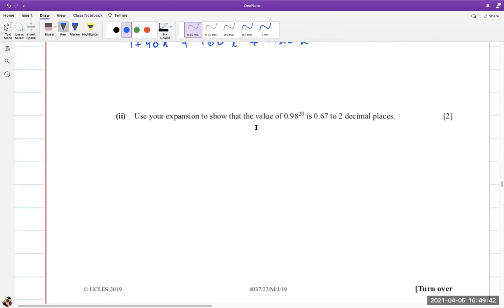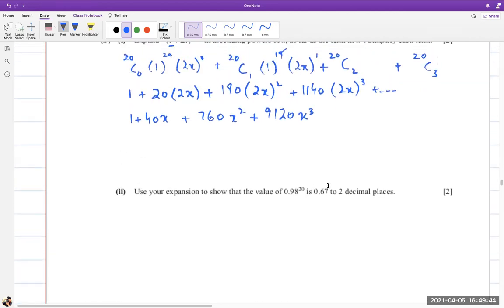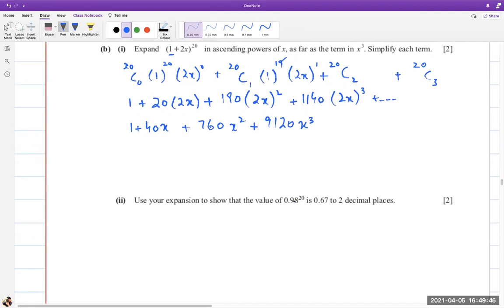Use your expansion to show that the value of 0.98 power 20 is this. Okay, interesting. Where did 0.98 power 20 come from? From here: you know that if I want to turn 1 plus 2x power 20 into 0.98 power 20, what will I need to do? I'll basically have to subtract. How can I show this in 1 plus 2x? The longer method would be, I'd say okay 1 plus 2x is equal to 0.98, which tells me that x equals minus 0.01.